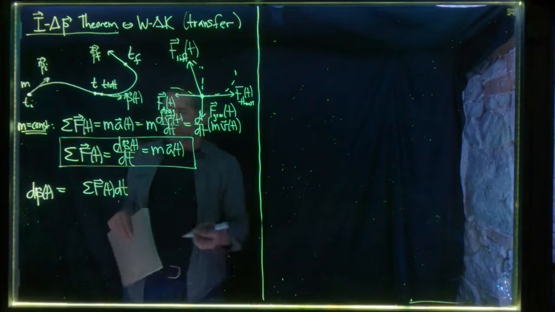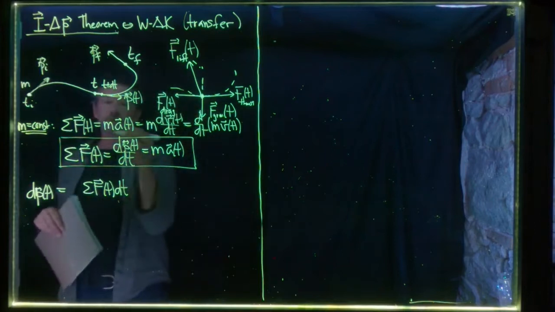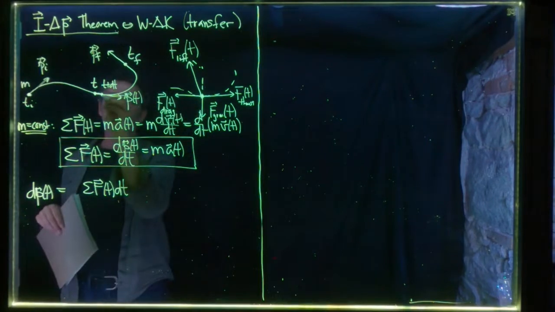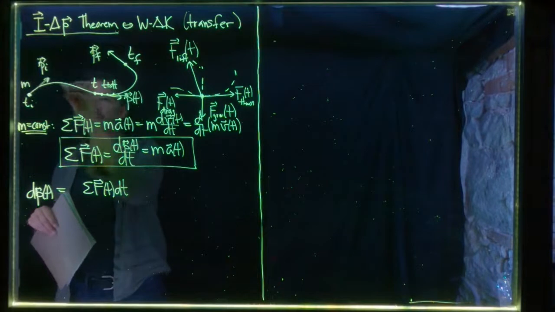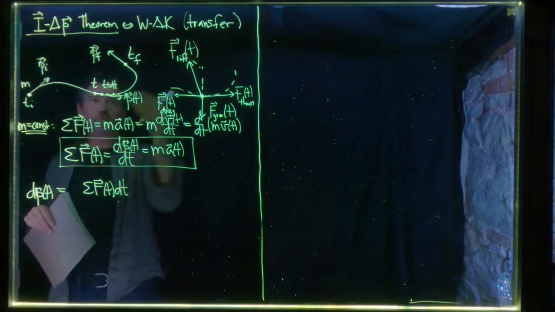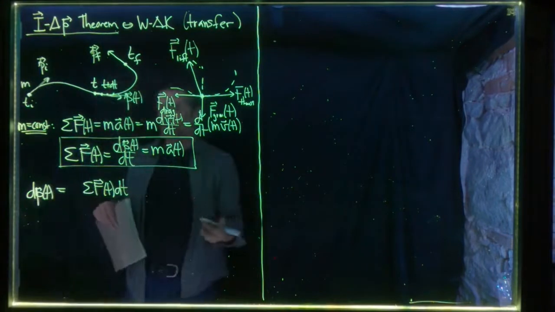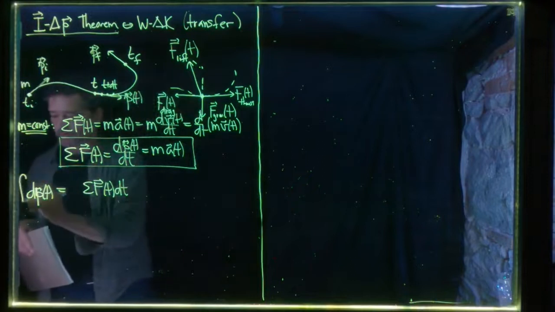And so that's the change in the momentum of the airplane from this time to this time. Then you just add, what's the change of momentum from this time to this time, and from this time to this time? So starting at the very beginning, t initial to t final, you can add up all those changes in momentum to get the total change in momentum. So you integrate both sides.